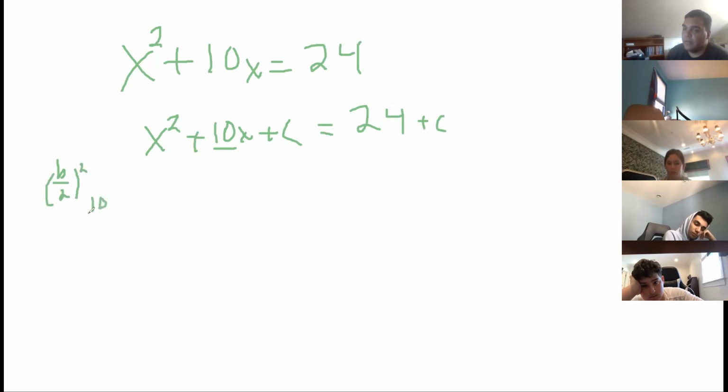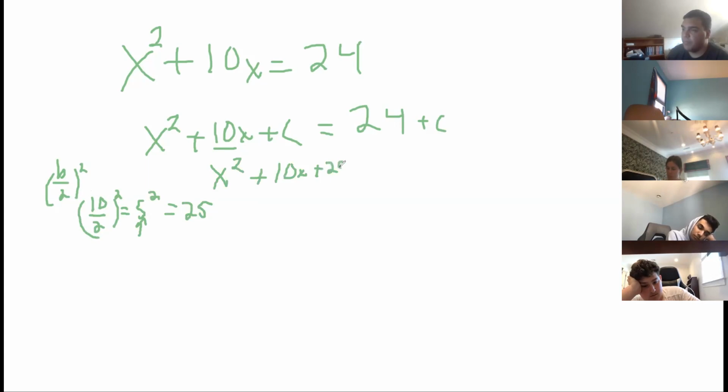So it's 10 over 2 squared, which is 5 squared. Pay attention to this 5, it's going to pop up later, which becomes 25. Okay? So this whole thing becomes x squared plus 10x plus 25 equals, I'm going to put a 25 here on the right.